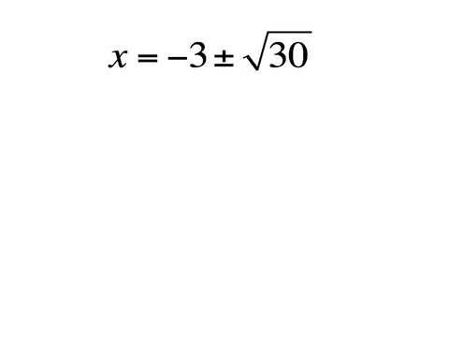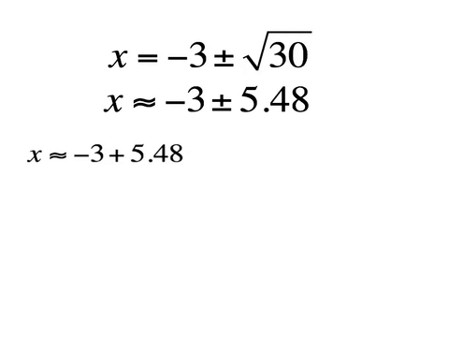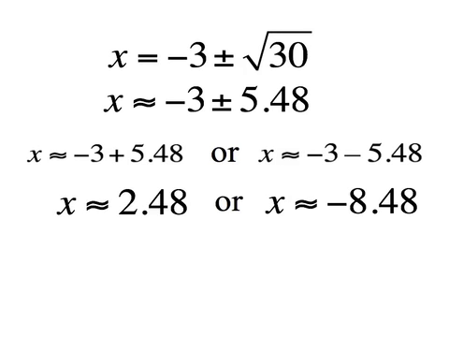And if you'd like to get an approximation using your calculator, you would find the square root of 30, round to the appropriate place, and then you have two separate problems. You're going to have negative 3 plus root 30, and then you're going to have negative 3 minus root 30. And we simplify both of those expressions, and we get two approximate solutions rounded to the nearest hundredth, 2.48 or negative 8.48.